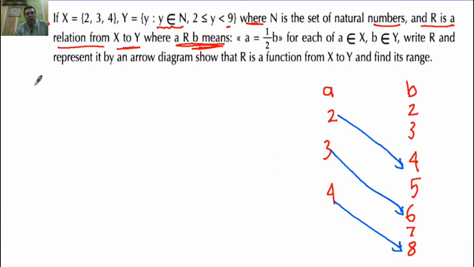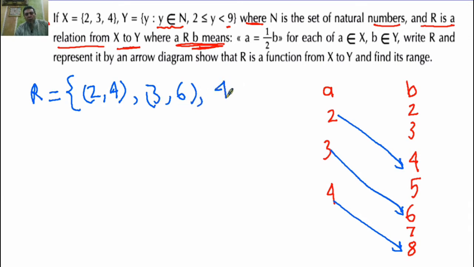Then the relation R can be written as (2, 4), (3, 6), (4, 8). Now, number 2: represent it by an arrow diagram. This is the arrow diagram.